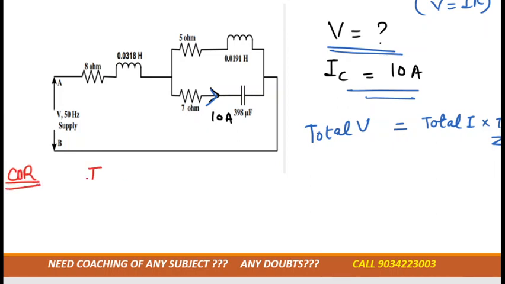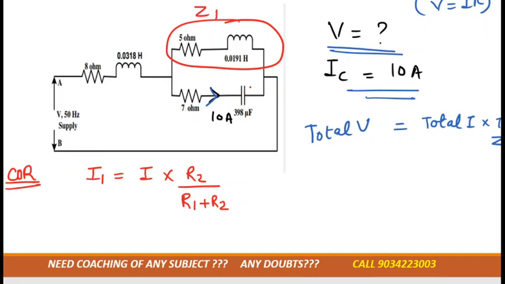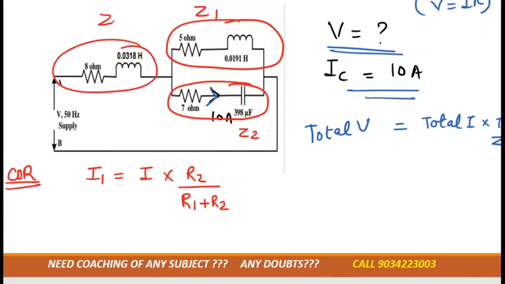What was the formula in that? I1 is equal to I multiplied by the opposite resistance. Opposite resistance was R2 divided by the sum of resistors which are connected in parallel, right? So according to this, I am assuming this one as Z1, this one as Z2, and this one as Z3, right? So which current is given? Suppose I have taken I2, this one is I1, and this one is I, because this is the total current.